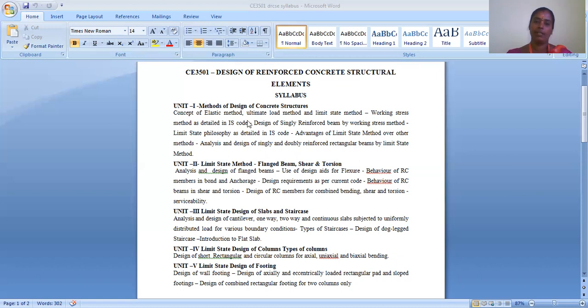So for design, commonly there are three methods. What are all the method names? In the second slide, you can see that.